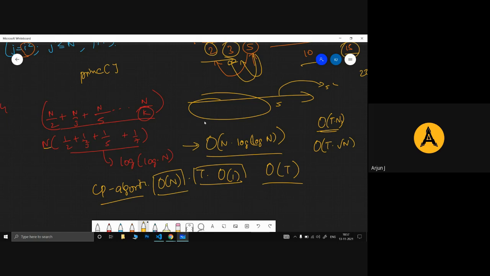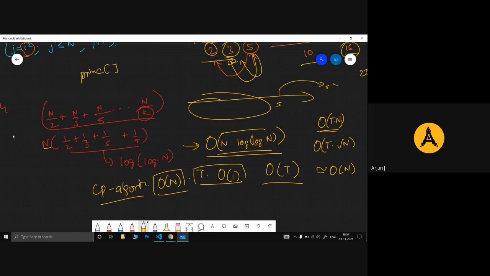So the most famous one is Sieve of Eratosthenes, which is going to take n into log n, and this is no worse than O of n, because log n is obviously going to be a very small number, and when you multiply that with n, it is approximately equal to O of n. So I hope you get this.